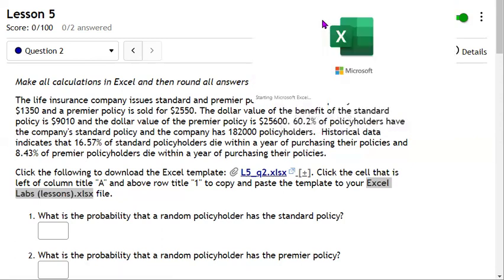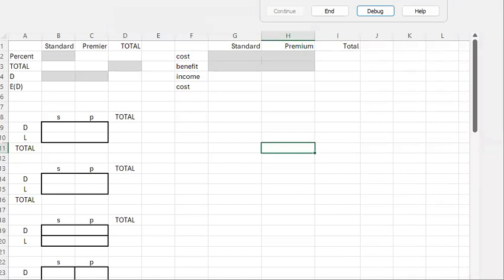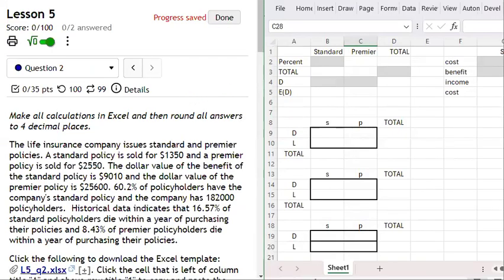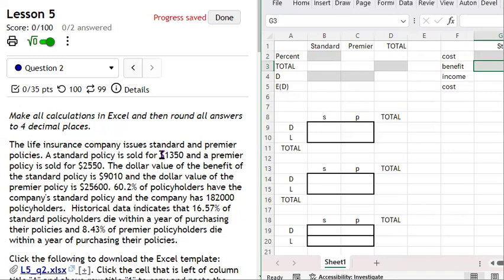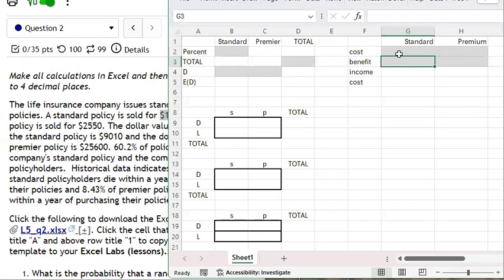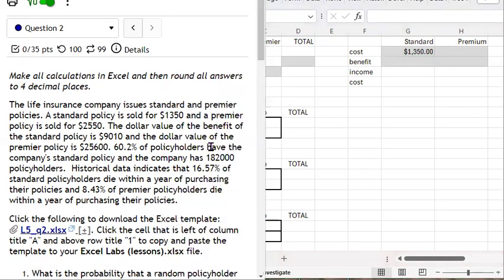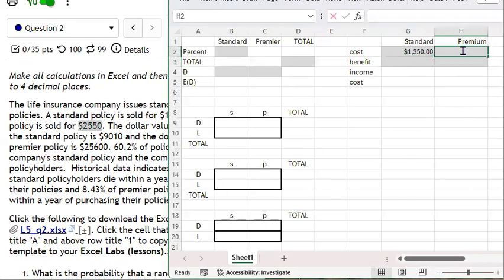There it is. I'm going to open it up. Okay, let's start filling in our model here. The gray boxes are inputs to the model. The standard policy is sold for $13.50. The cost to the insured is $13.50, right? And a premier policy is sold for $25.50 in my model. So this is the cost to the insured, right?